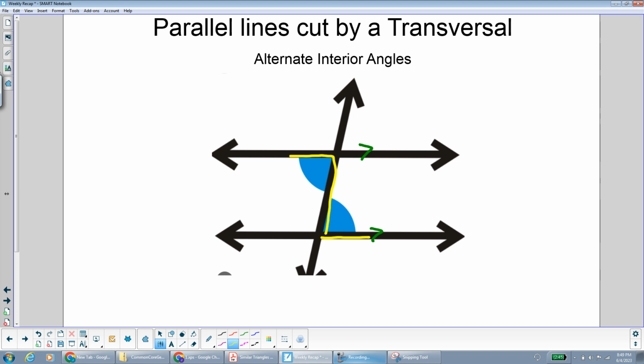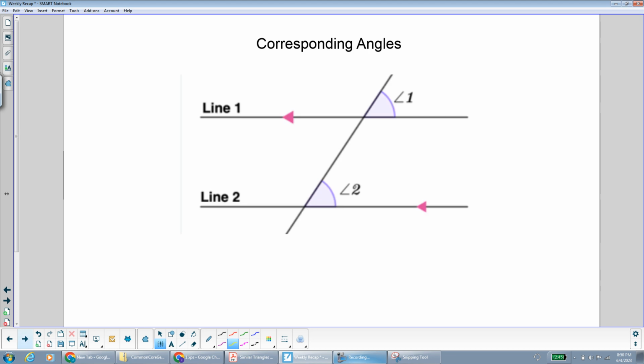This is something to look out for in numerical questions that involve angles and also in proofs, a lot of times in triangle and quadrilateral proofs. We also have corresponding angles. Once again, corresponding angles are only congruent when we have parallel lines cut by a transversal, and corresponding angles are angles that are in the same position when the parallel line meets the transversal.